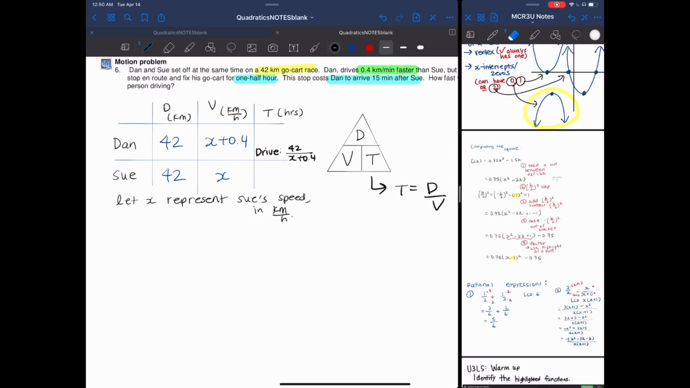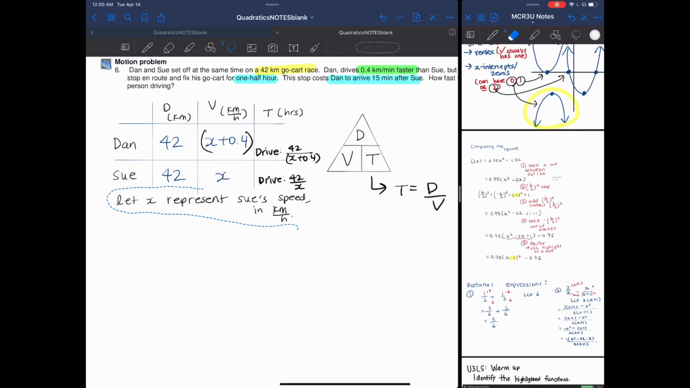Remember, whenever I see binomials, I always put brackets. I don't want to make mistakes. So that's what it looks like. In terms of the drive for Sue, Sue is also driving 42 kilometers, and she's driving with a speed of x kilometers per hour. Okay, so that's great. That's my time in terms of the drive.